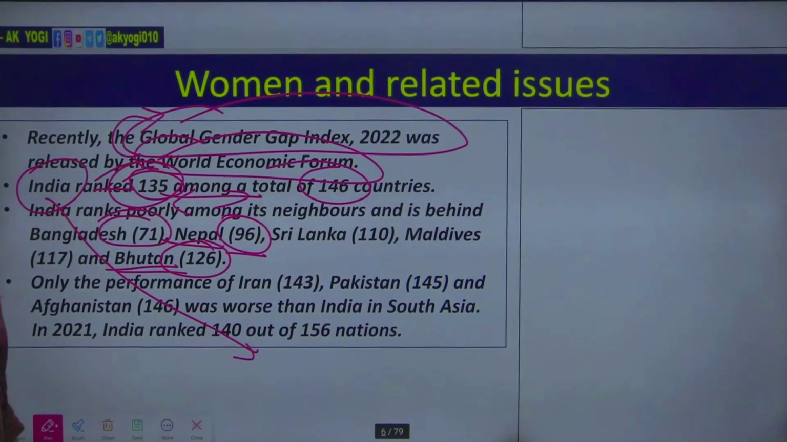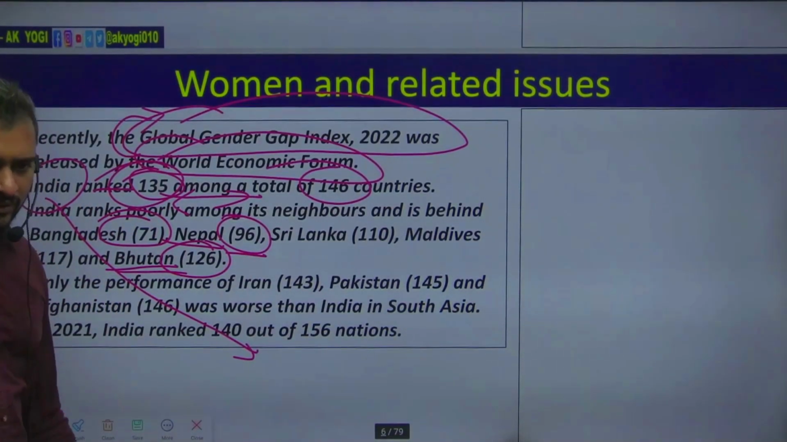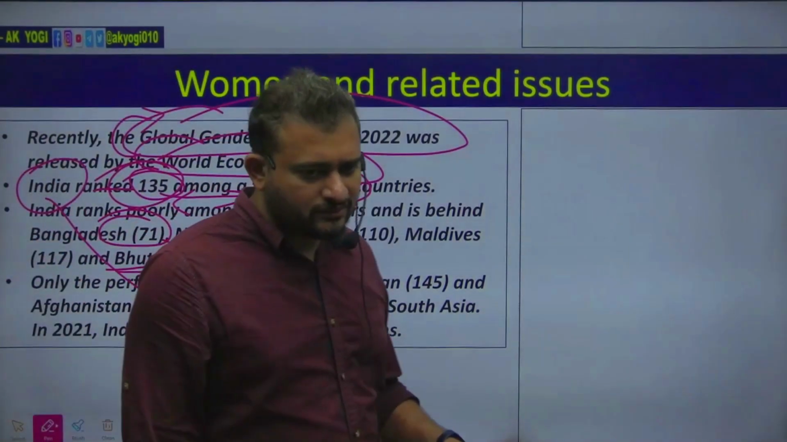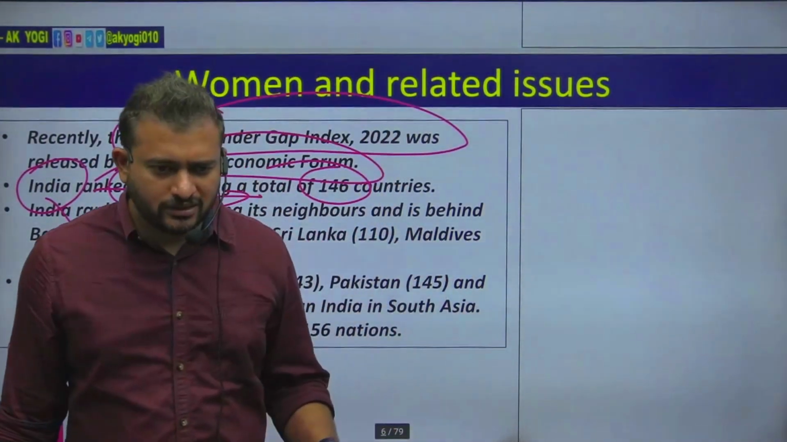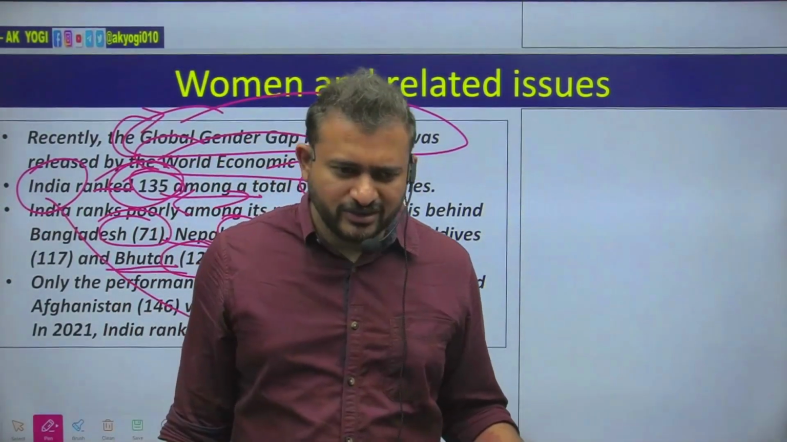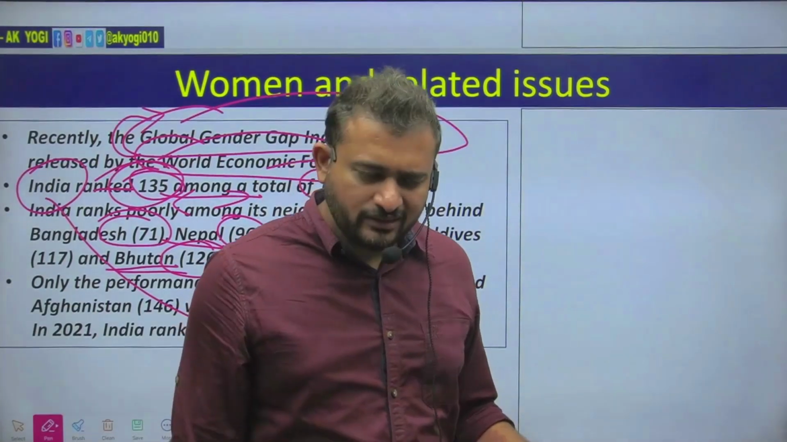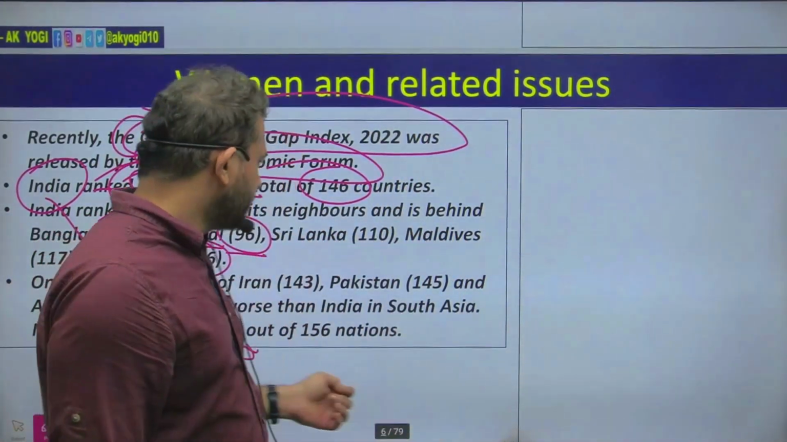Are you familiar with the word GDP? It is the total amount of goods and services produced in a particular year in a certain country. That is the GDP.